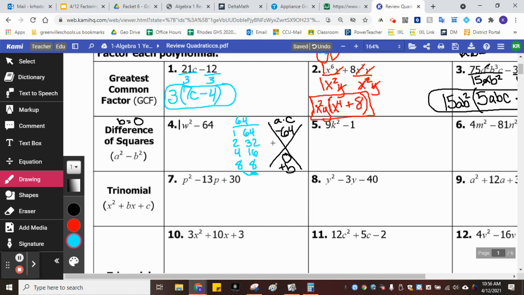So out of these numbers, if I subtract 2 of them, I want a difference of 0. That'd be 8 and 8. One just needs to be negative. So your answer would be W plus 8, W minus 8.